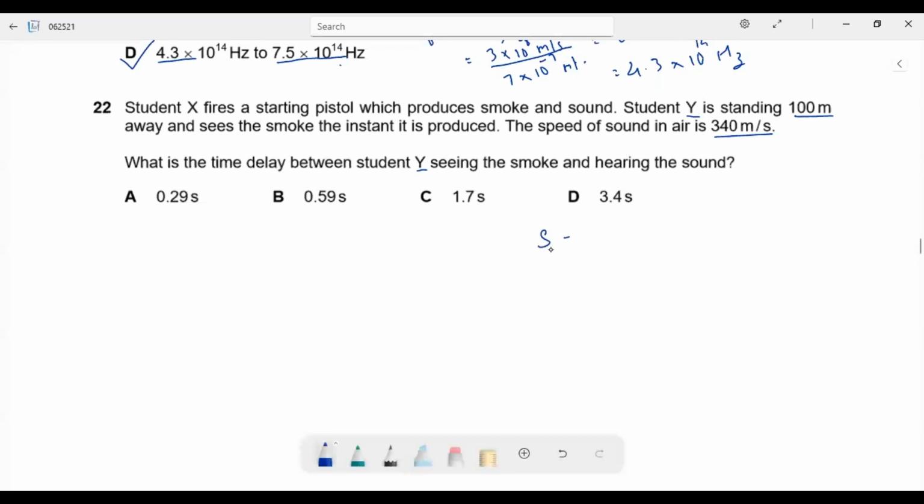So, speed is equal to distance by time. So, time can be written as distance by speed. So, the distance here is given as 100 meters and the speed is 340 meters per second. So 100 by 340, that is 0.29 seconds. So the right answer is A.